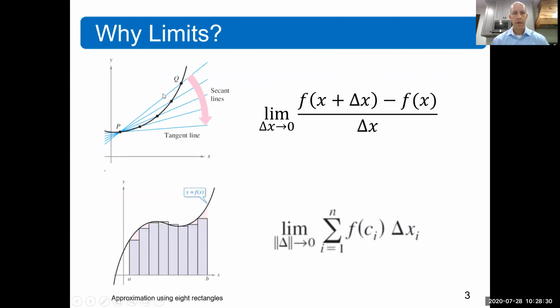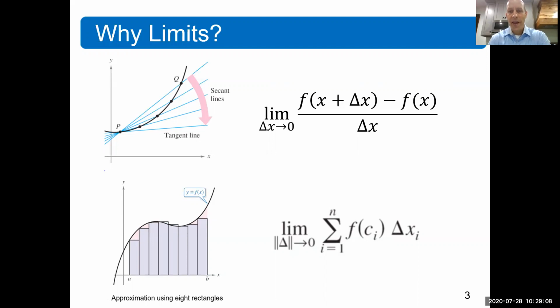Okay, so why limits? Well, in the last lesson, section 1.1, we talked about the tangent line problem and the area under a curve problem. I've given you some limits here, and I'm going to have to explain this notation a little bit. What we have here is a limit. The limit as delta x, that's a change in x, goes to 0 of this function. It turns out that this limit will calculate the slope of that tangent line.